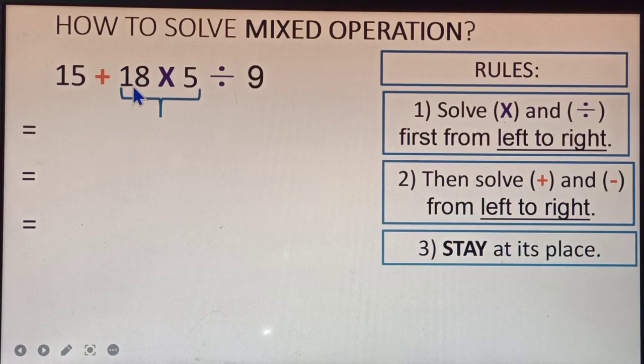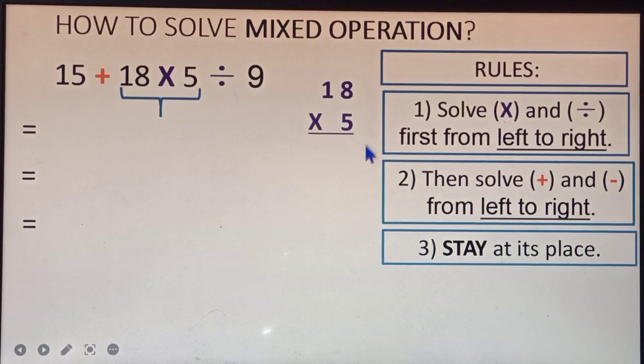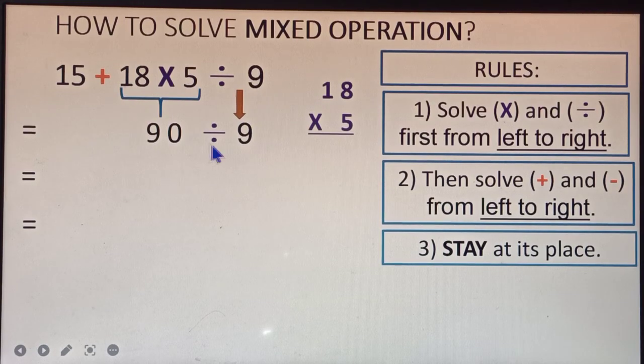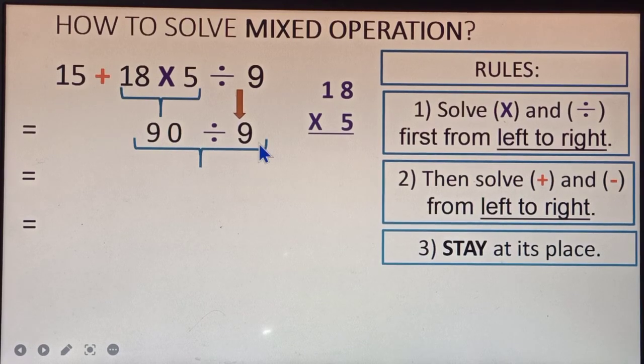So we must do 18 times 5 first. By working, you can show your working, and you got 90, right? Next, what do you do next? Is it plus or divide? Yes, divide first. After multiply, to the right is divide. Bring down divide by 9. So now you have to divide 90 by 9.